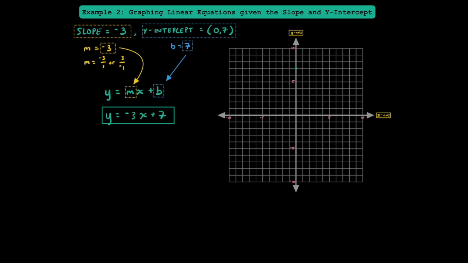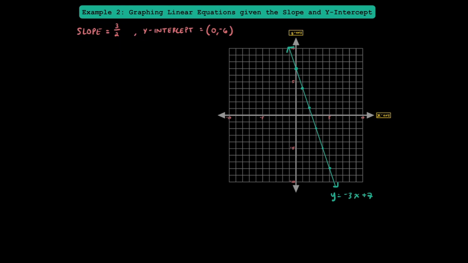To graph this, we would put 0, 7 on the y-axis, and use our slope to create more points that are down 3 and to the right 1. And you can also go up 3 to the left 1. Connecting these points, here's our graph of y is equal to -3x plus 7.